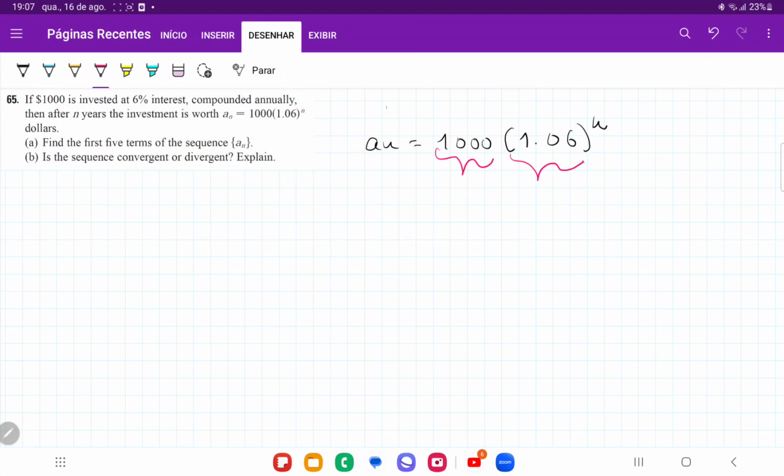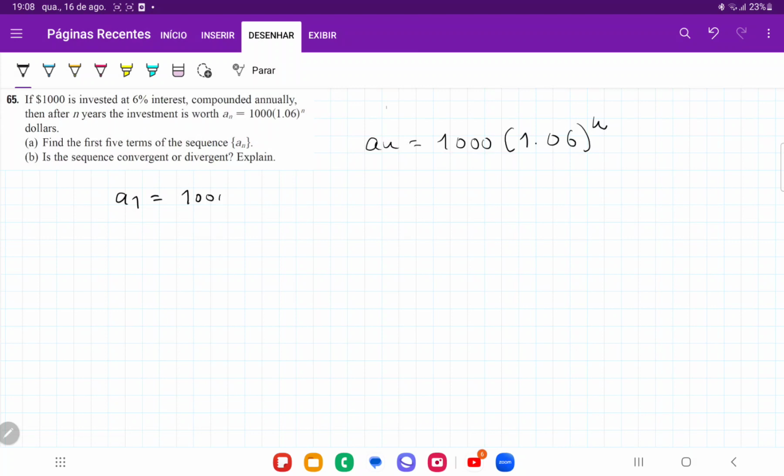So we're growing by 6%, right? So every year, this is being raised to a power. It is growing, and then it's making that 1,000 get bigger. Okay, so then it's asking us, first, find the first 5 terms of this sequence.